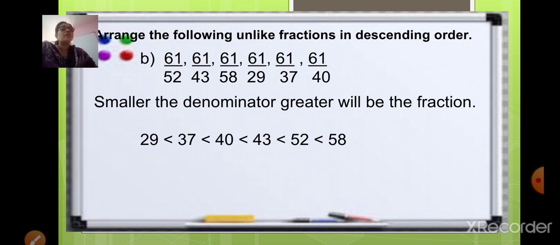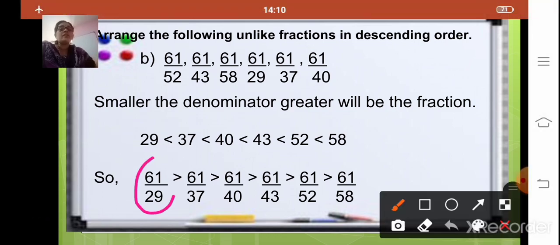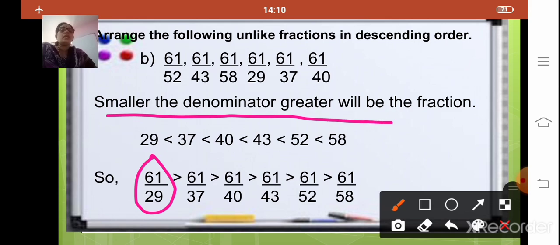But in terms of fractions, when we write, we will write it as 61 upon 29 is greater. Why? Because smaller the denominator, greater will be the fraction. So when you are arranging in descending order, the smaller denominator you will write first. That means that fraction will be greater. So 61 upon 29, 61 upon 37, 61 upon 40, 61 upon 43, 61 upon 52, and 61 upon 58. So this is how you will arrange the fractions by writing it in descending order.